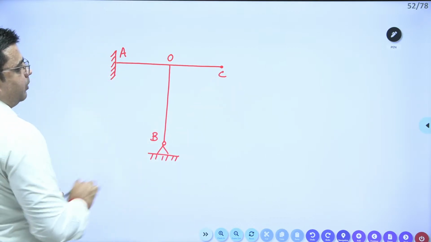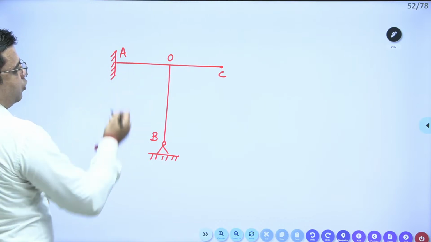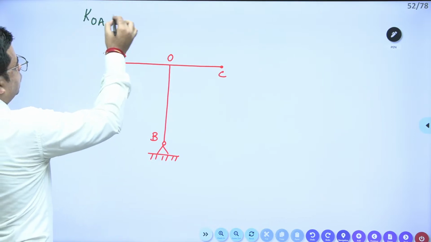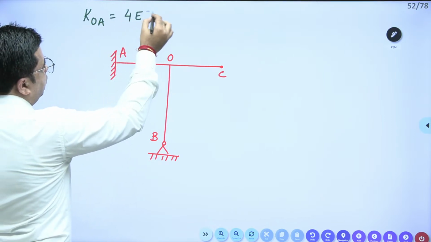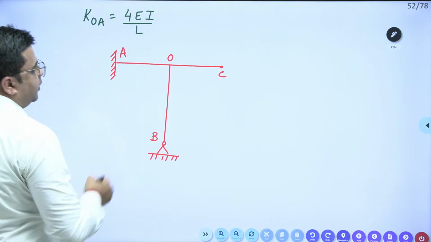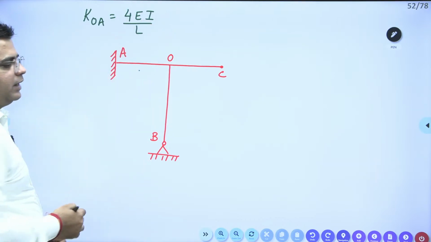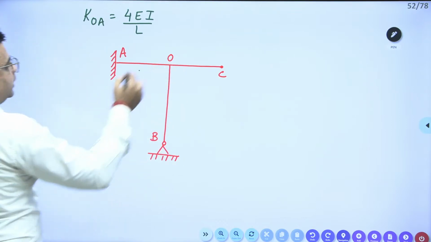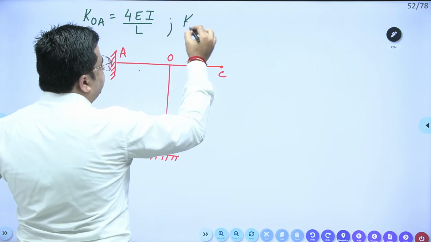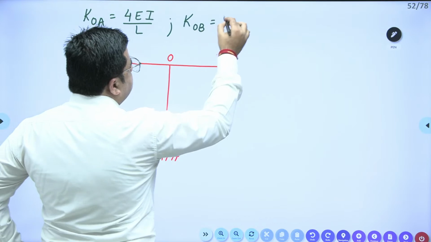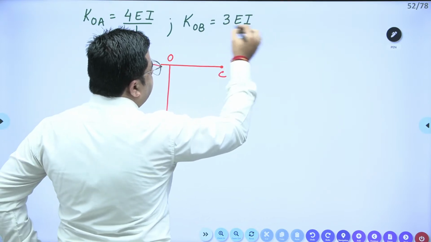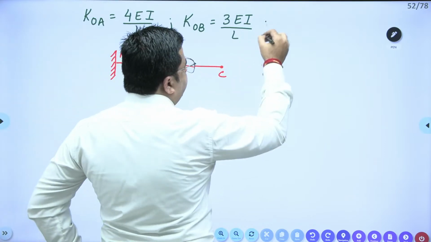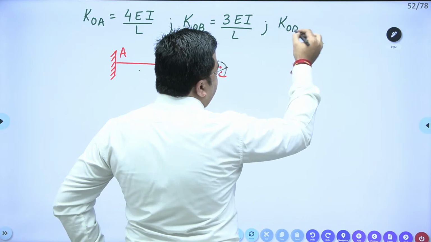If I need to know the stiffness of member OA, K_OA is equal to 4EI by L, where L is the length of the member and EI is the flexural rigidity of the member. Similarly, the stiffness of member OB is equal to 3EI by L. And if my far end is free, the stiffness of member OC, K_OC, is equal to 0.